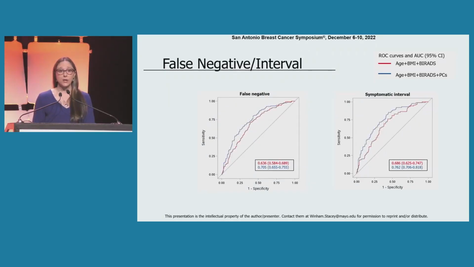Here are results of our radiomic PCs with false negatives and with interval cancer. Again, we saw that the PCs were significantly associated with false negatives and symptomatic interval cancer, both before and after adjustment for the covariates. However, the improvement in discrimination that we saw for false negatives was greater than what we saw for invasive cancer overall. And in particular, it's most pronounced for women with symptomatic interval cancer, where we see an increase in AUC from 0.686 to 0.762. Again, results were similar for the hierarchical clusters, although somewhat attenuated.